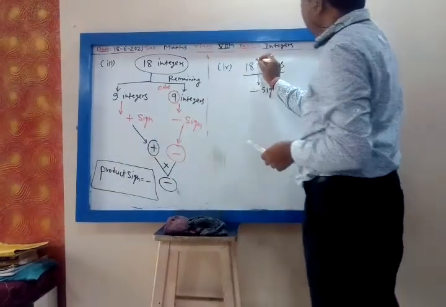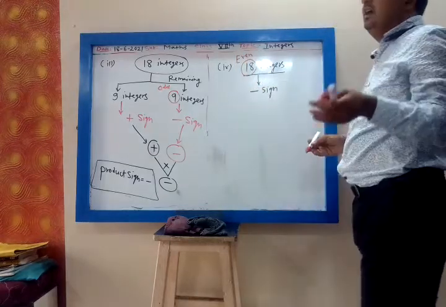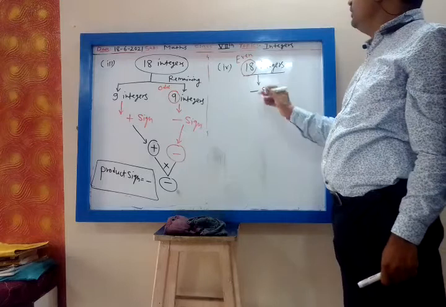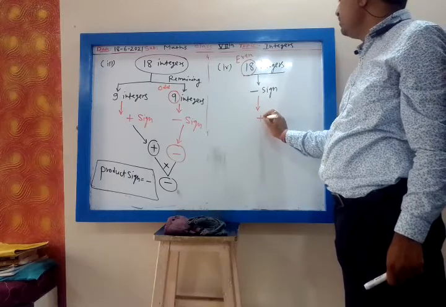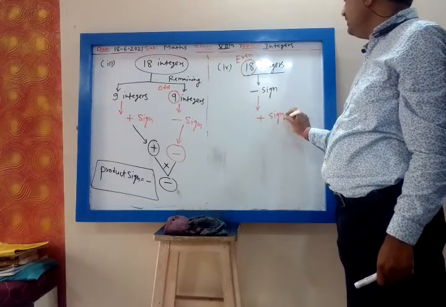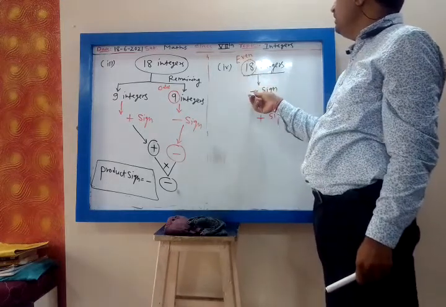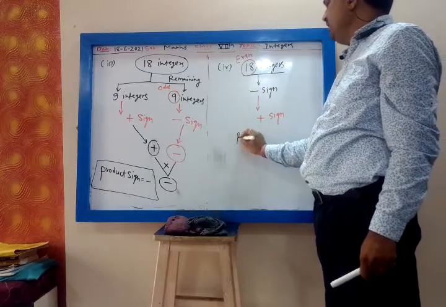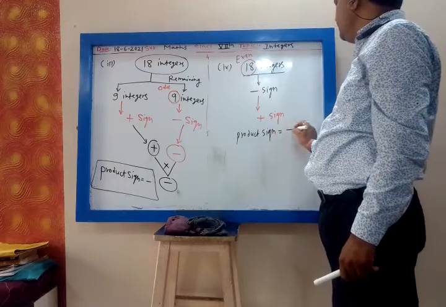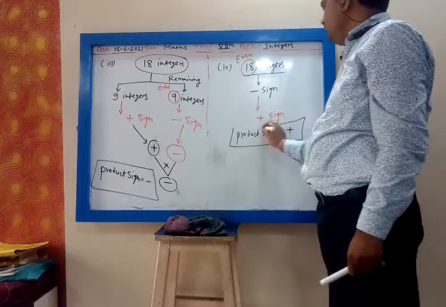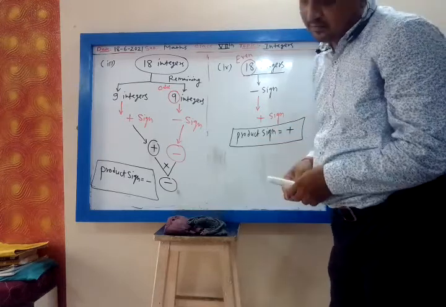So now you see, is 18 odd or even? Even, because 18 comes in the table of 2. So an even number of integers are multiplied with minus sign, so finally it will be plus sign. Even number of times when you multiply minus, you will get plus sign. So the product sign is plus. Multiplication of all 18 integers will give you plus sign.